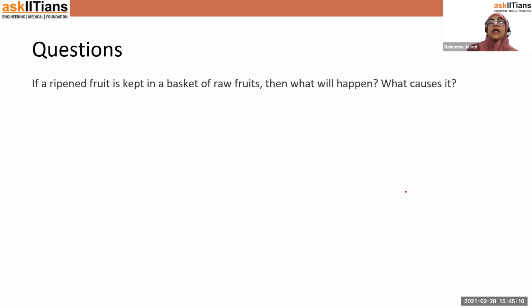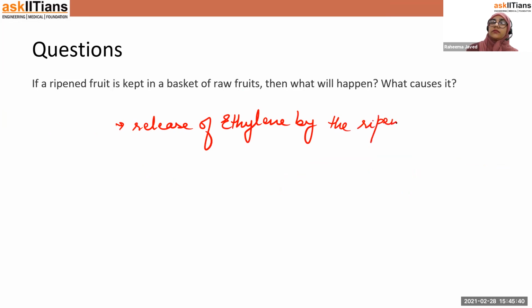The next question is, if a ripened fruit is kept in a basket of raw fruits, what will happen? What causes it? If a ripened fruit is kept in a basket of raw fruits, the raw fruits also will get ripened due to the release of ethylene by the ripened fruit. During ripening, fruits release a lot of ethylene, and when such a fruit is kept with the raw fruits in a basket, it will cause the ripening of other fruits also.